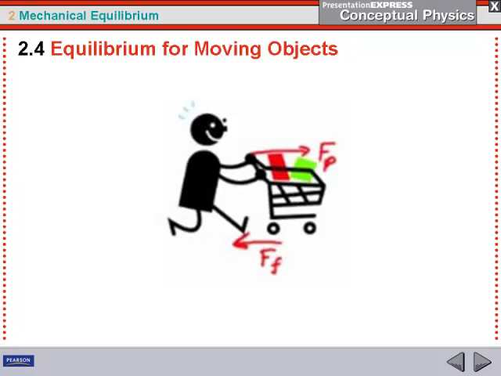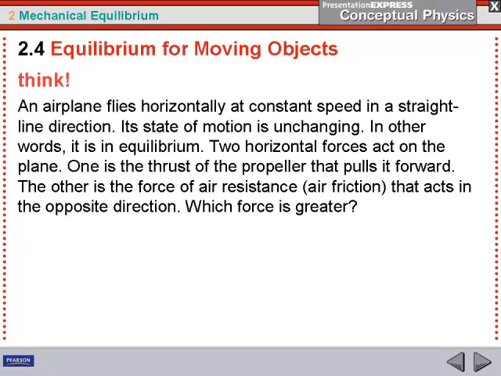In this case, the sum of all forces equals 0, meaning that the force of friction is equal in magnitude and opposite in direction to the pushing force. An airplane flies horizontally at constant speed in a straight line direction. Its state of motion is unchanging. In other words, it is in equilibrium.